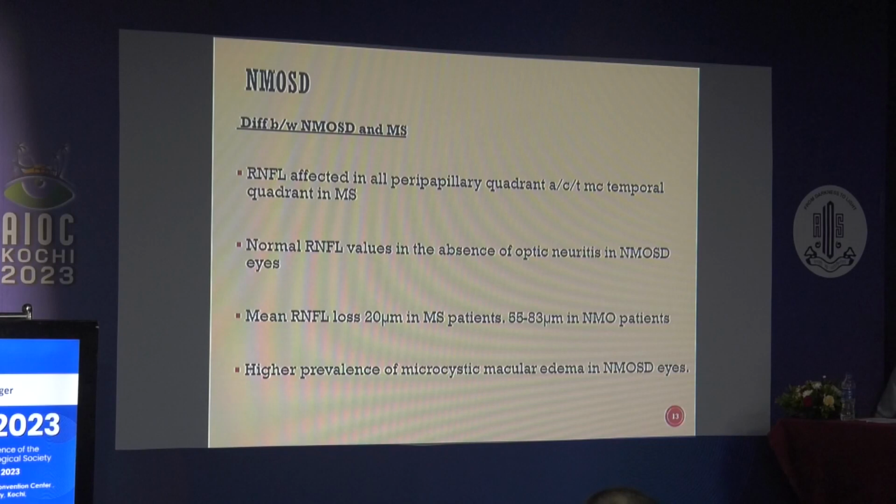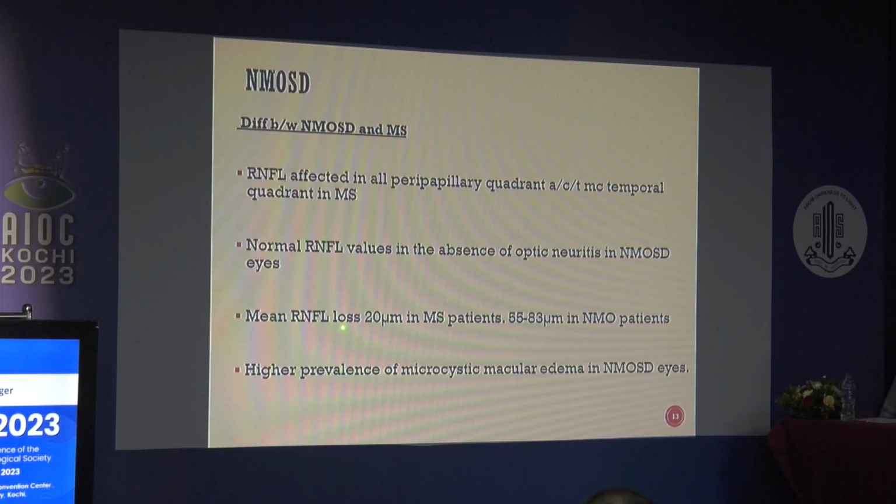What is different in NMO spectrum disorders as compared to multiple sclerosis? Normally in an NMO spectrum disorder, the RNFL is affected in all the quadrants, as compared to MS where mostly the temporal quadrant is involved first. And many times in NMO spectrum disorder, if optic neuritis has not yet happened, you can find normal RNFL values, whereas in multiple sclerosis, even without an optic neuritis attack, you can see deranged values.